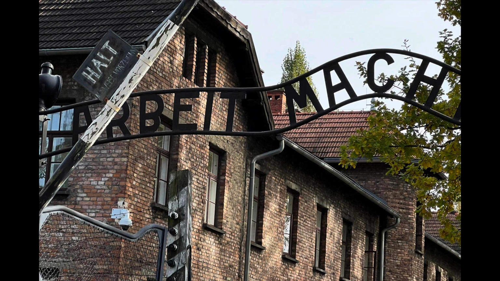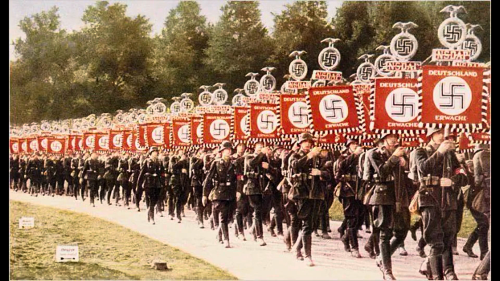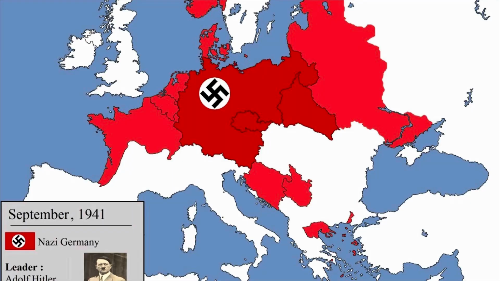During the Holocaust, the German army expanded Hitler's empire as an effort for the final solution by conquering Denmark, Norway, the Netherlands, Belgium, Luxembourg, and France.